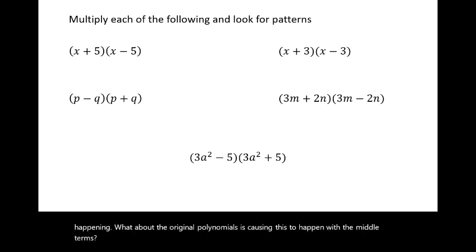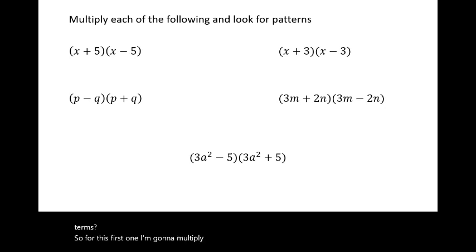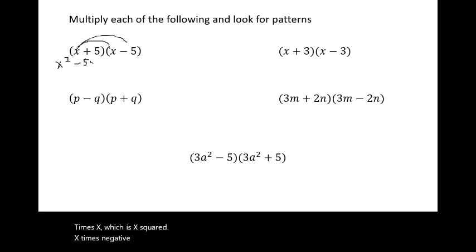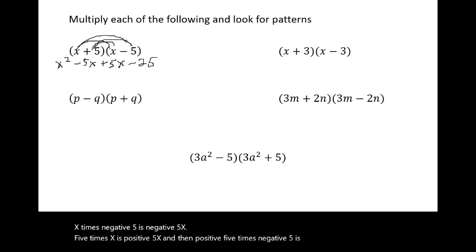So for this first one, I'm going to multiply x plus 5 times x minus 5. So let's multiply. We have x times x, which is x squared. X times negative 5 is negative 5x. 5 times x is positive 5x. And then positive 5 times negative 5 is negative 25.